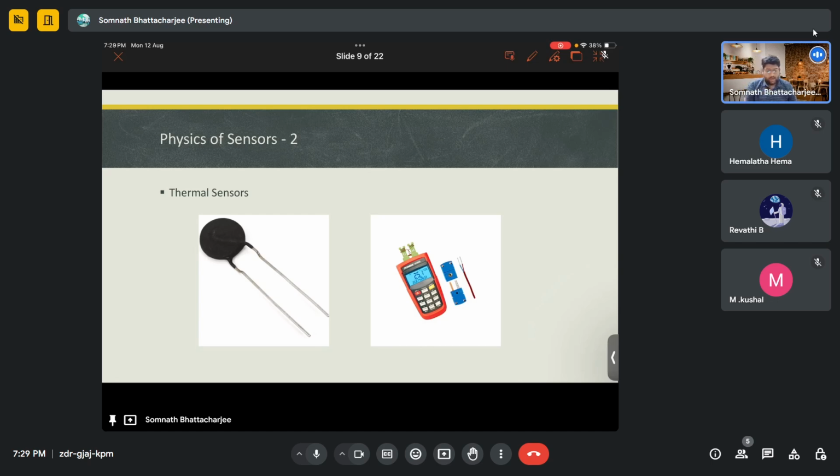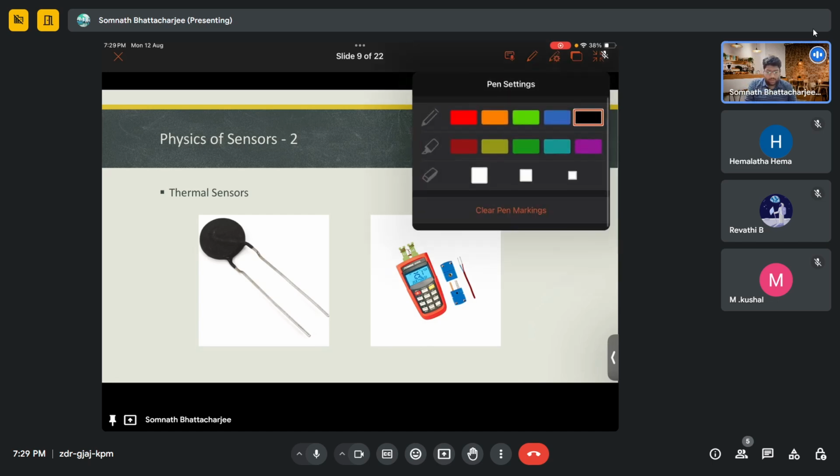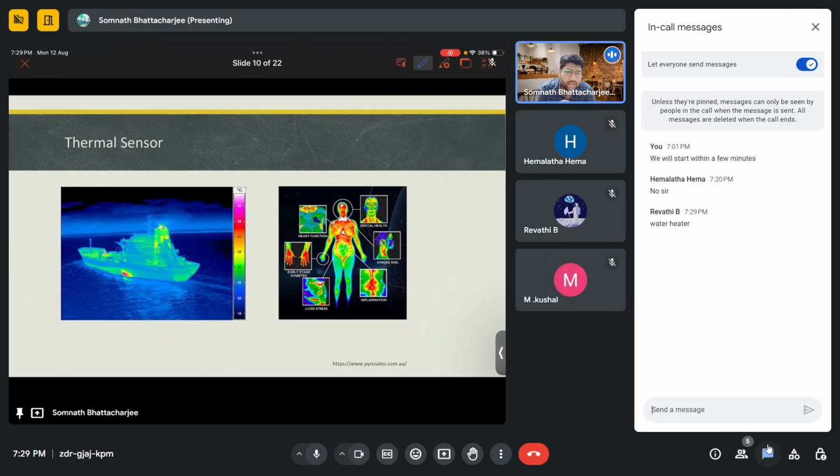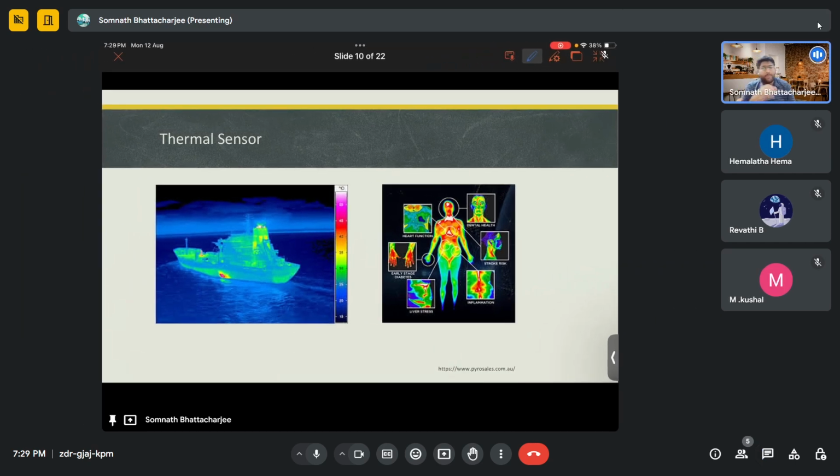Let me give you an example maybe. One of the main examples I thought of is the water heater. Yes, you use it in daily life, but it's only giving you temperature. I was thinking of something unique, like a thermal sensor. Everybody knows about the thermal sensor, right? So in a thermal sensor, what happens?